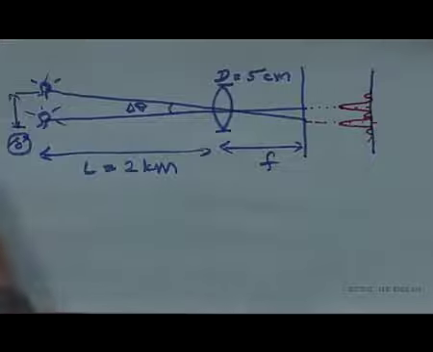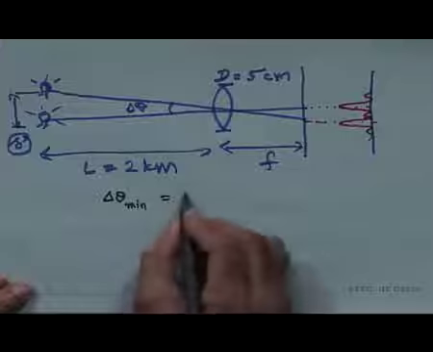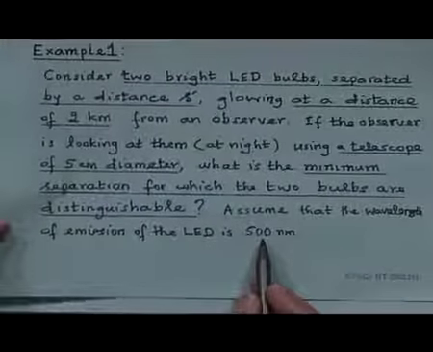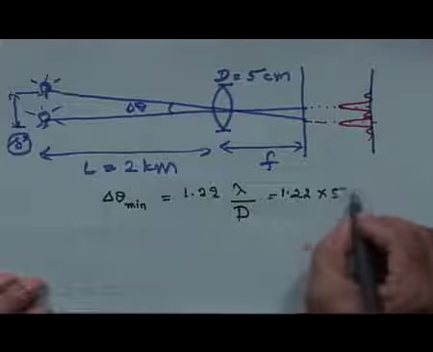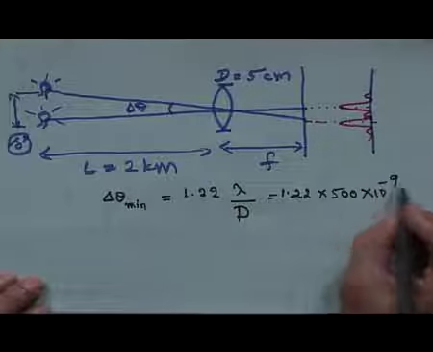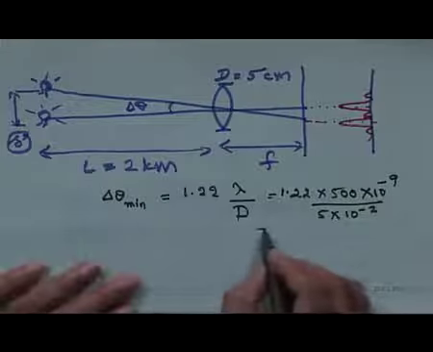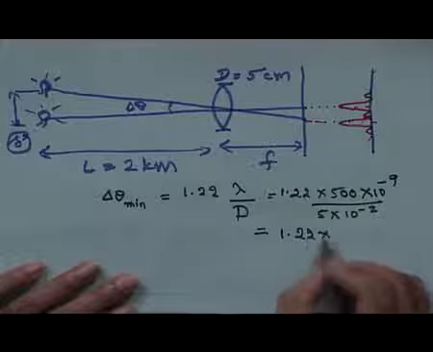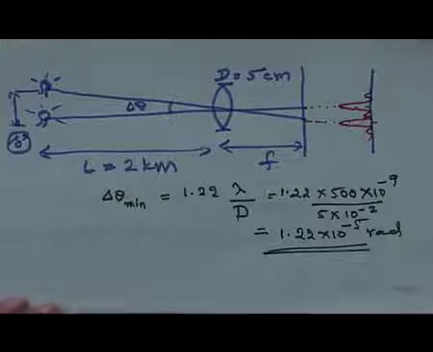That is, when delta theta minimum is equal to 1.22 lambda by d. So, lambda is given in our problem. The LED emission wavelength is 500 nanometer, d is 5 centimeter diameter, and therefore this is equal to 1.22 into 500 nanometers, 10 power minus 9, divided by 5 centimeter, 5 into 10 power minus 2, converting all into meters. So, 5 cancels and this is minus 7 and minus 2, so minus 5. 1.22 into 10 power minus 5 radians. It is a ratio of two lengths. So, this is the delta theta minimum.